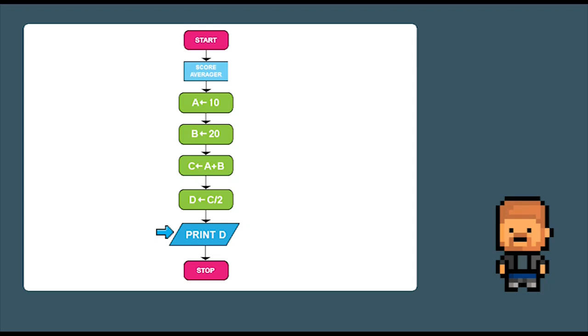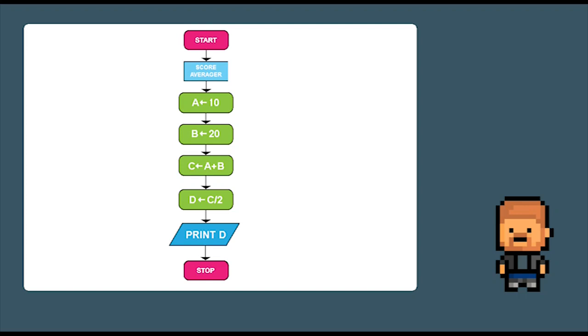It outputs the value of D to the screen, which in this case is 15. And finally, we have the end block. So there you go. You can have comments, variables, and outputs in flowcharts. But that is just the beginning. In fact, most things can be achieved in flowcharts.